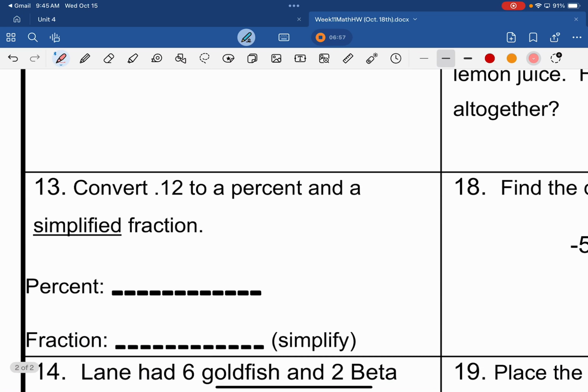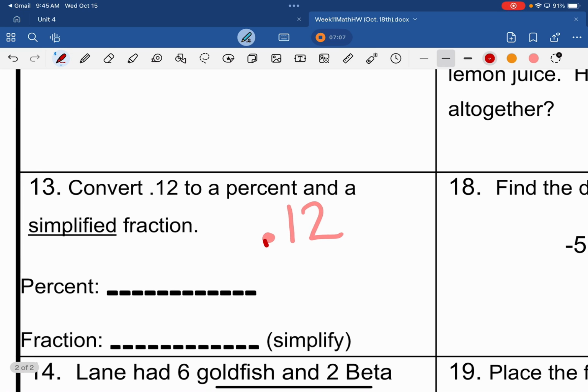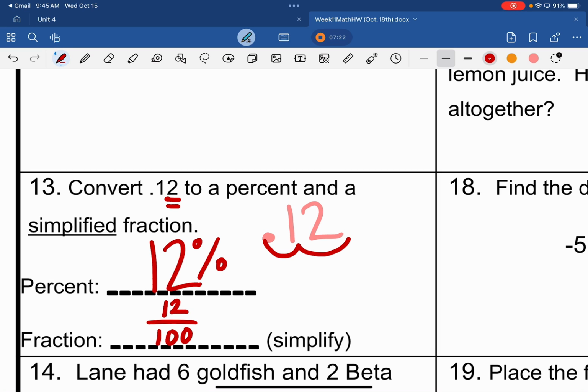All right, convert 12/100 to a percent and a simplified fraction. We learned that when you have a decimal to turn it into a percent, you take the decimal and you move it over twice. And so that would make this 12%. With fractions, we learned you put it over whatever place value that is. That's the 100, so I'm going to put it over 100. But what you have to do now is you have to simplify.